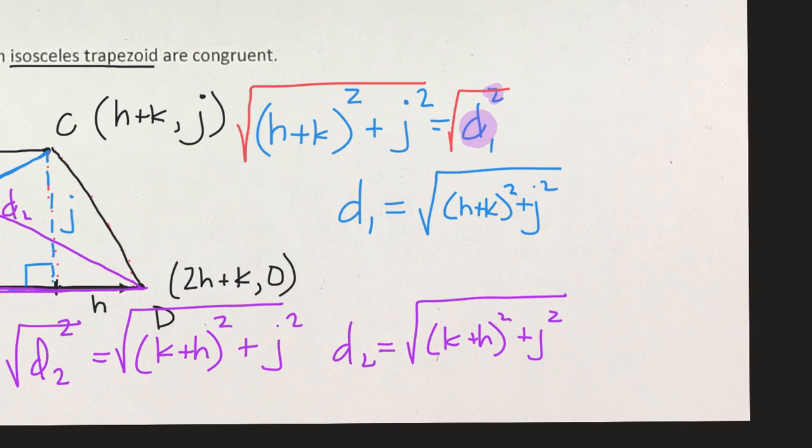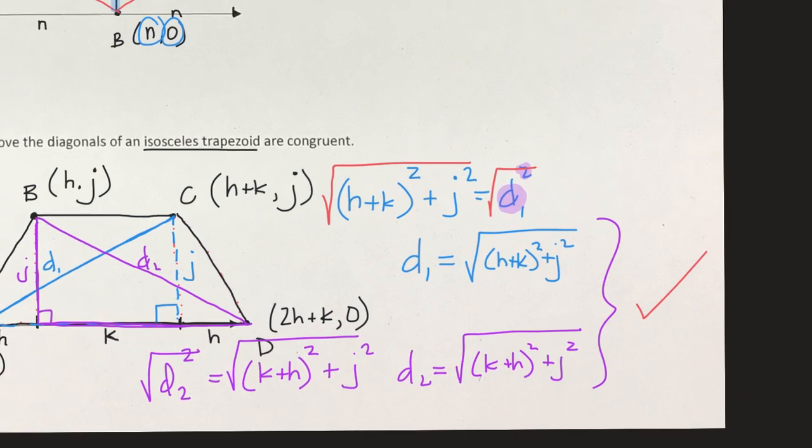So are our equations the same? That's the question. And even though we have h plus k and k plus h, right, according to the commutative property, h plus k is the same as k plus h, right? 1 plus 5 is the same as 5 plus 1. So this order doesn't really matter because you're adding the same things together. So sure enough, these two equations are the exact same, which means the lengths of those diagonals are the exact same.